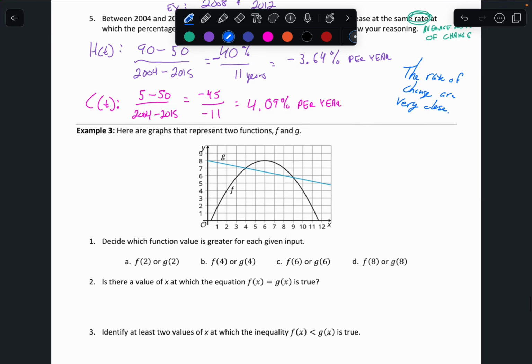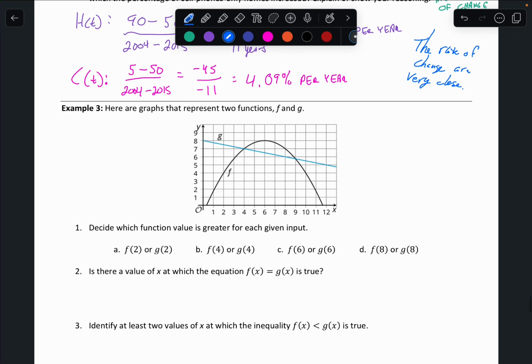Okay, so example 3 is just giving us two functions, f and g, graphed on the same coordinate plane. We're just going to answer these 3 questions. Decide which function value is greater for each given input. I want you to pause the video here and try it on your own.